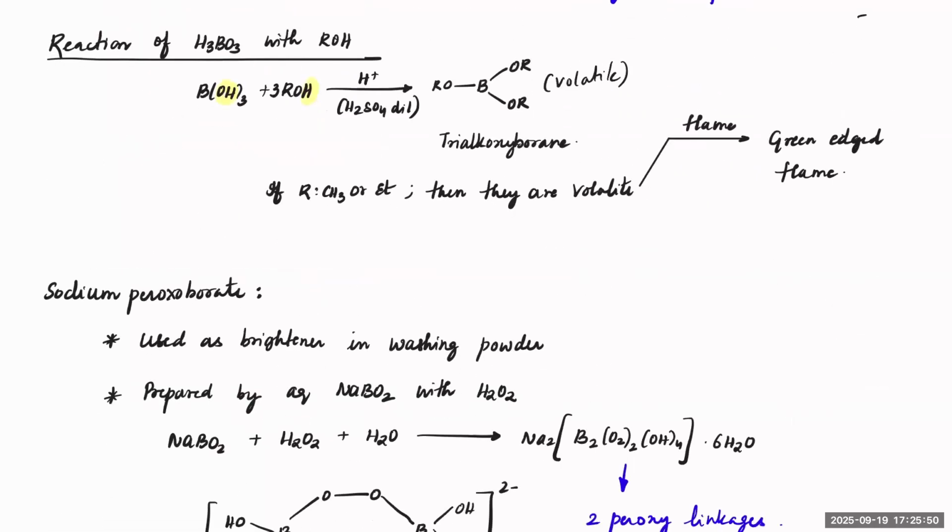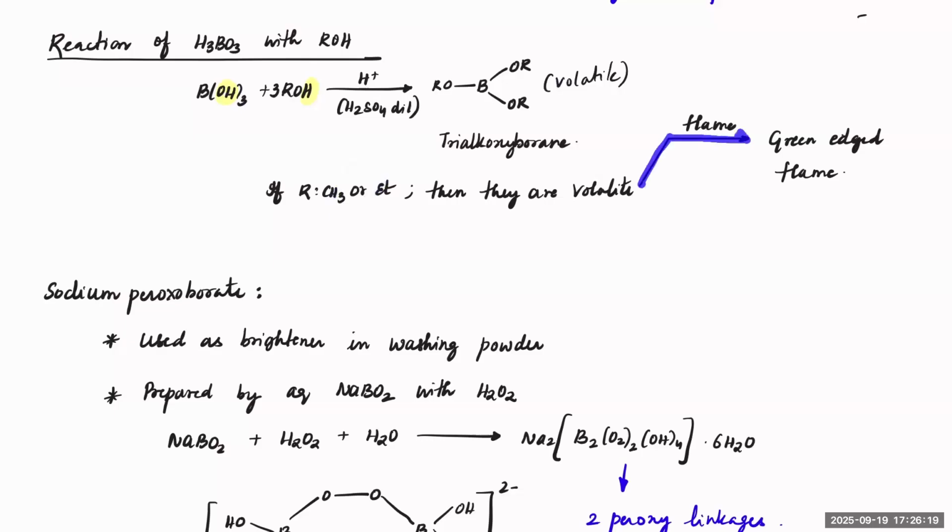Now the next reaction is that boric acid, when you react it with alcohol, just like an acid and alcohol reaction makes an ester, here also you'll get an ester, and the ester name is trialkoxyborane. Trialkoxyborane is volatile because boric acid had hydrogen bonding. Here there is no hydrogen bonding, so that makes it more volatile, especially if you have methyl and ethyl, the volatility is more.